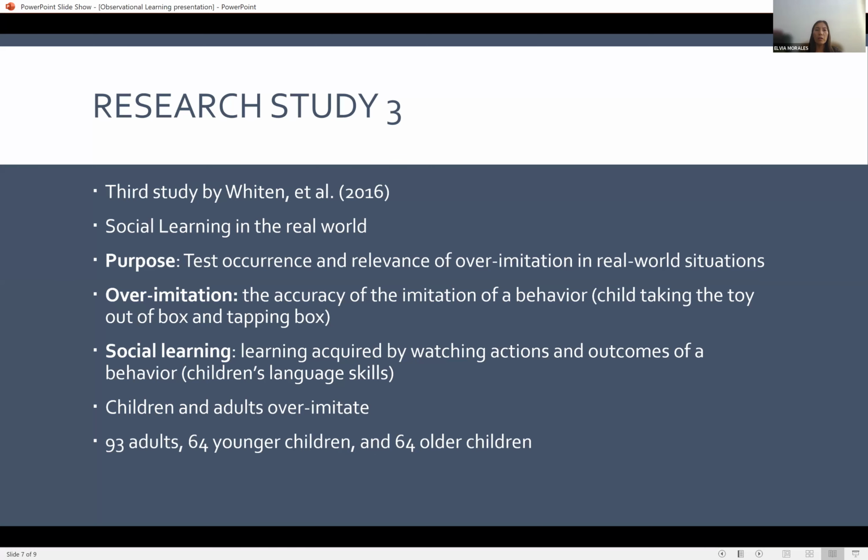Children often learn language skills by watching people make sounds, facial expressions, say words, and then they copy those behaviors and those actions, and that's how they learn. According to the study, children and adults over-imitate all the time. Obviously, younger children over-imitate more often and are prone to do it more because they are still learning the world around them. The sample included were 93 adults, 64 young children, and 64 older children.